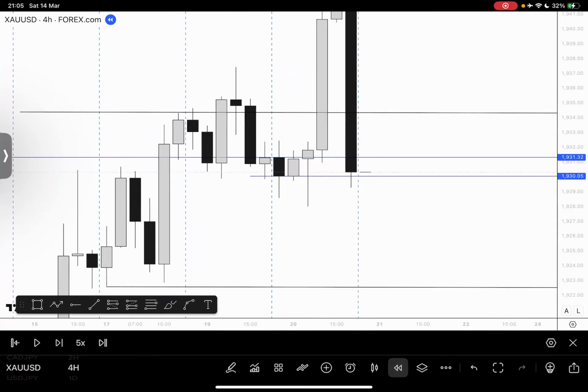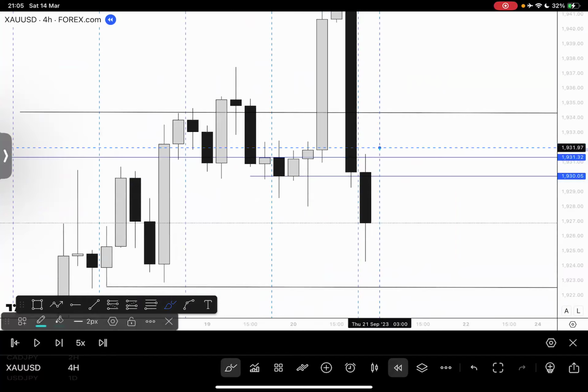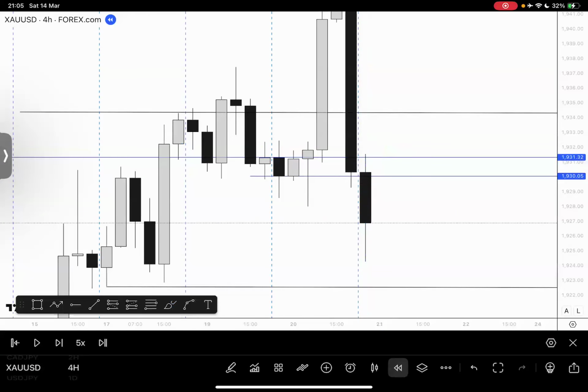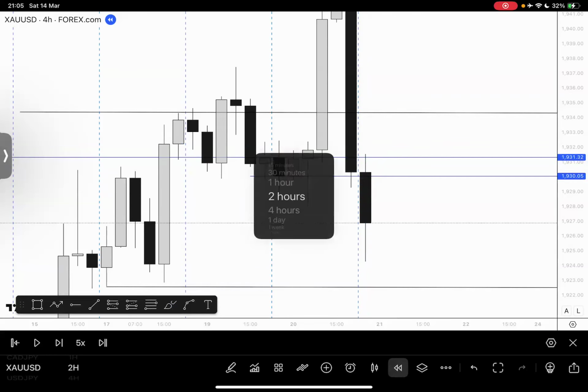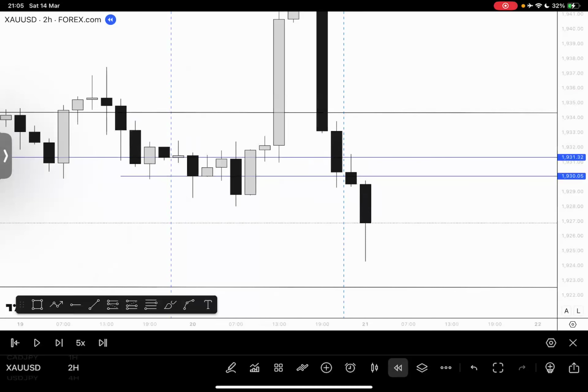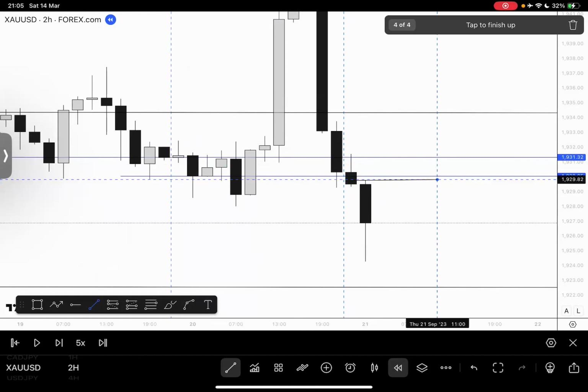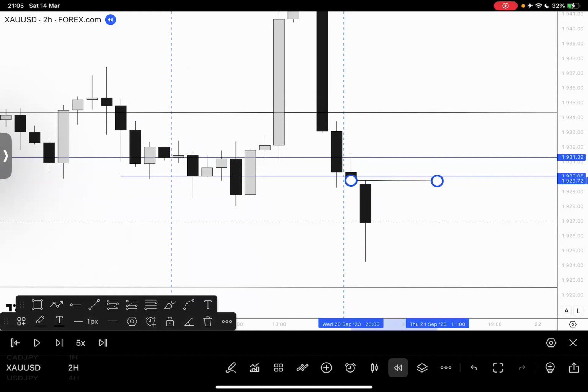The next day does this. Okay, this is perfect. We've rejected from that level. We've broken out below. That's what my system says. Let's see if it works out here. This is the 2-hour time frame.